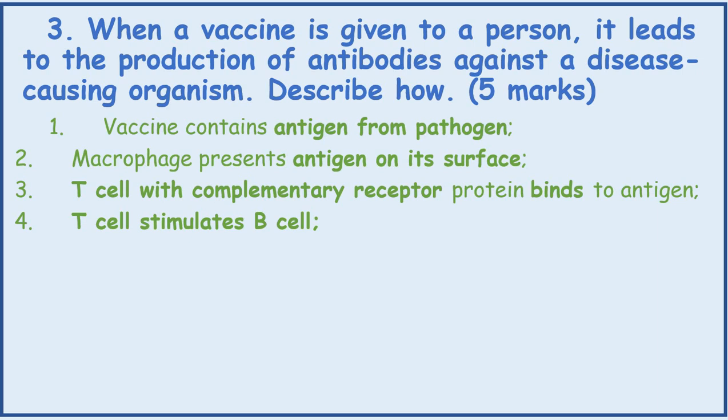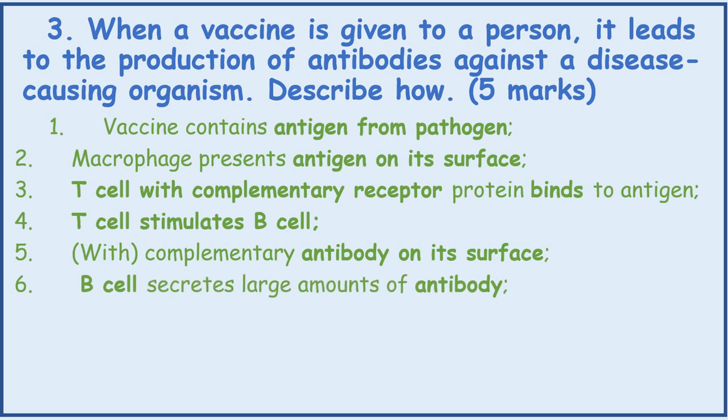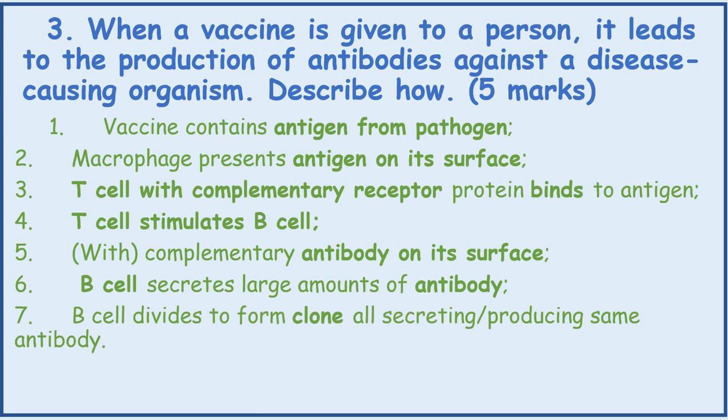The T cell stimulates B cells with complementary antibodies on their surface. The B cell secretes large amounts of antibody. The B cell divides to form clones, all secreting the same antibody.